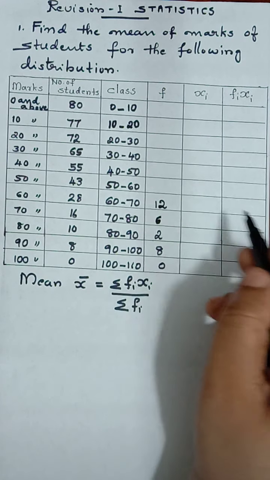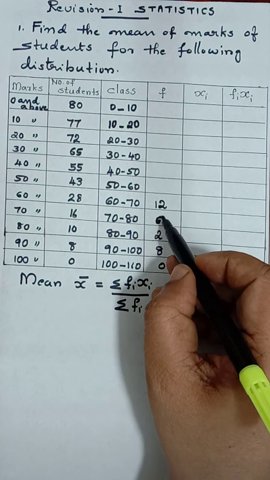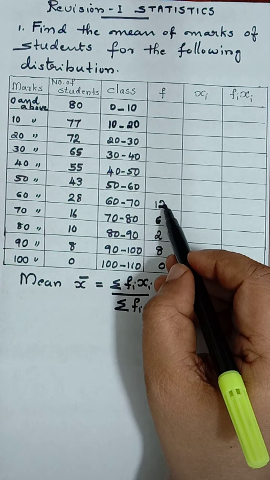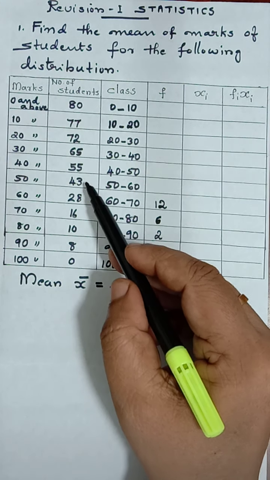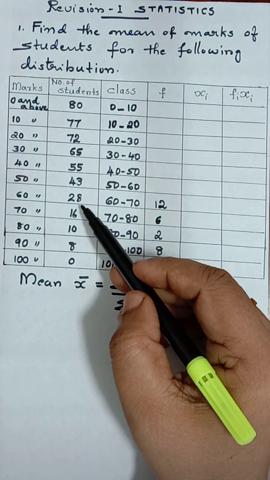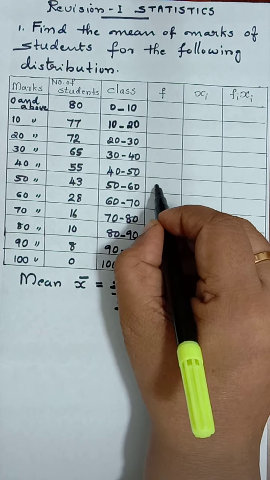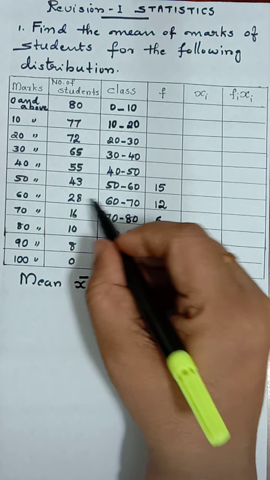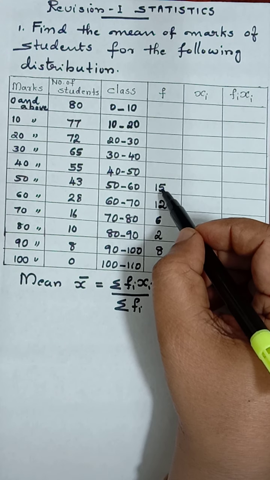From bottom to top we will do. 8, 8 plus 2 is 10, 10 plus 6 is 16, 16 plus 12 is 28. Now comes 43 minus 28. How much? 43 minus 28 we have to consider, that is, isn't it 15, 20, 30, 43. Okay, so 43 minus 28 is 15.